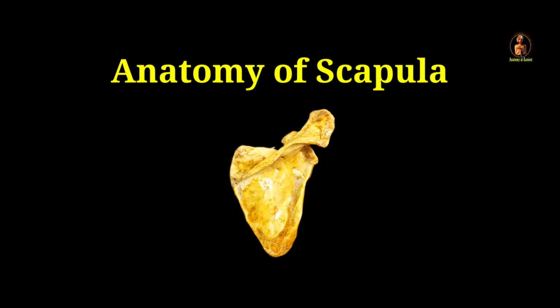Hello. So today we will discuss the side determination, the main features and the attachments of scapula. This is a scapula bone. Scapula is also called the shoulder blade and it is present on the posterolateral aspect of thorax. That means it is present here on the posterolateral aspect of thorax and it extends from second to seventh rib. Upper margin is on second rib and lower margin is on seventh rib.